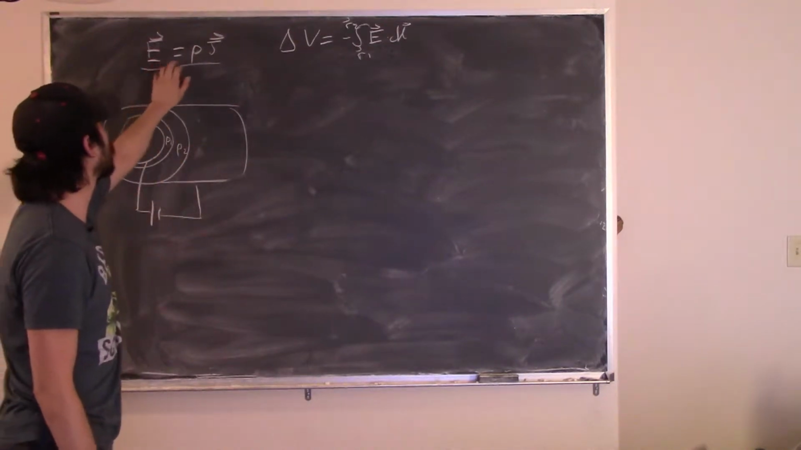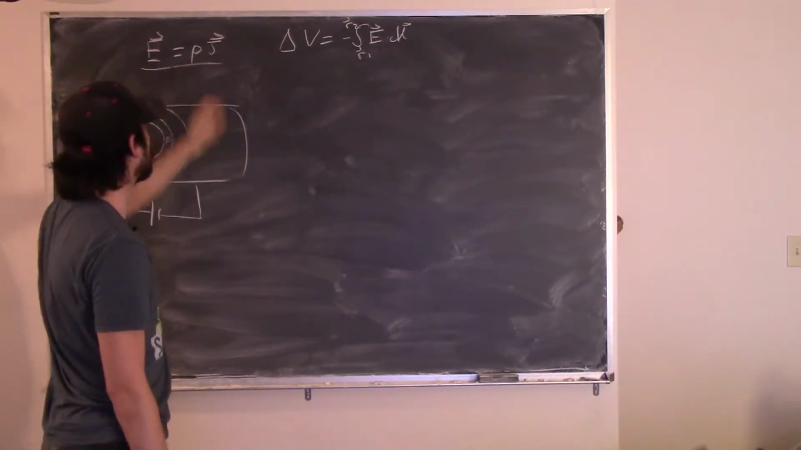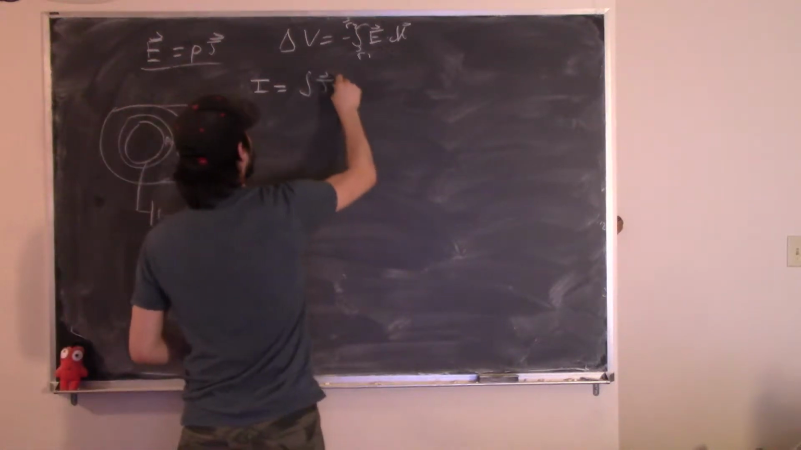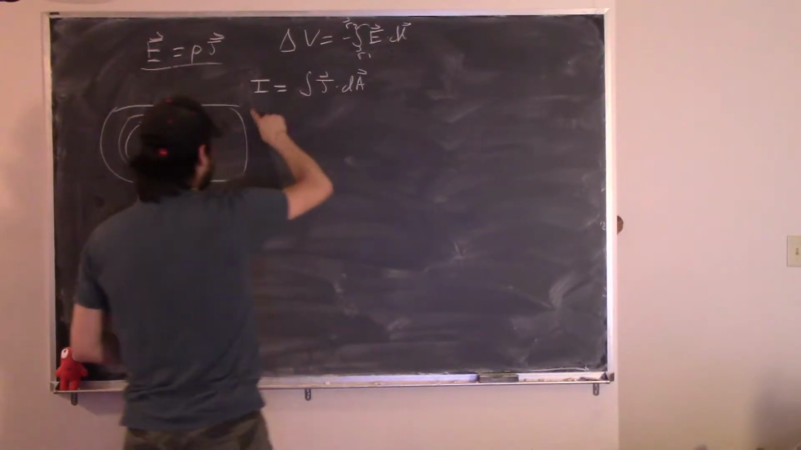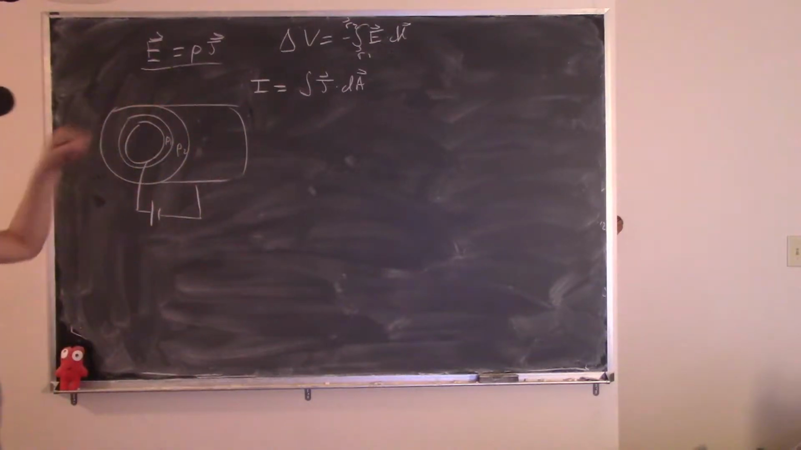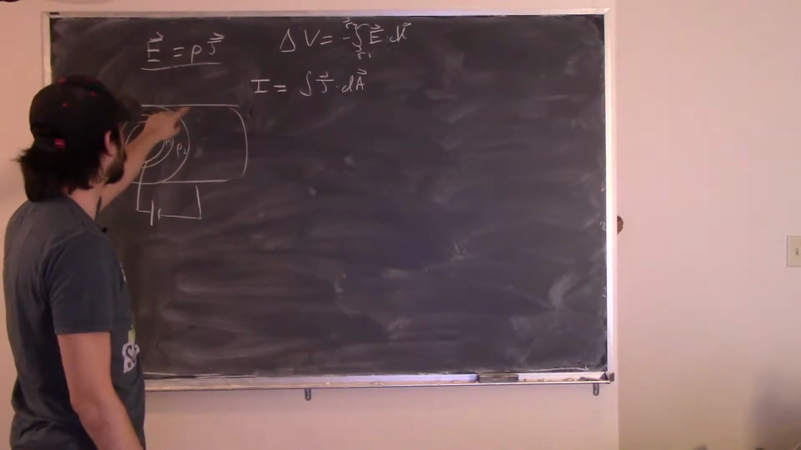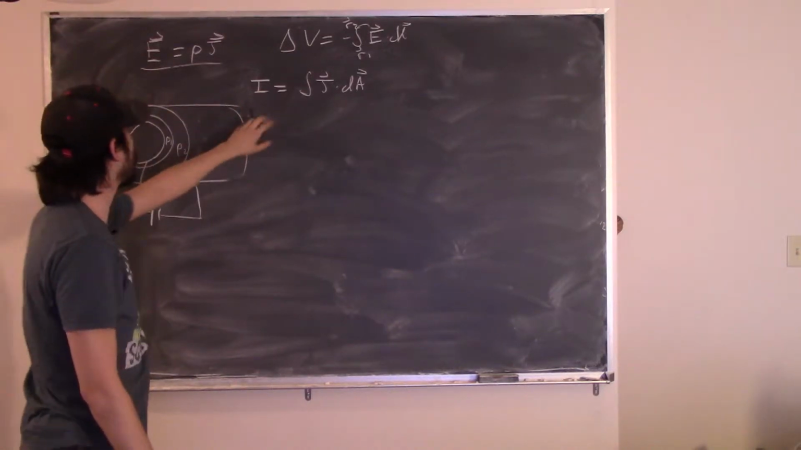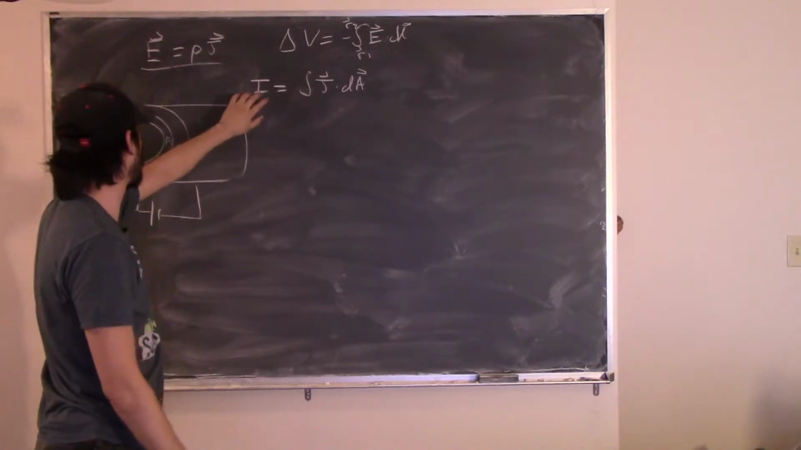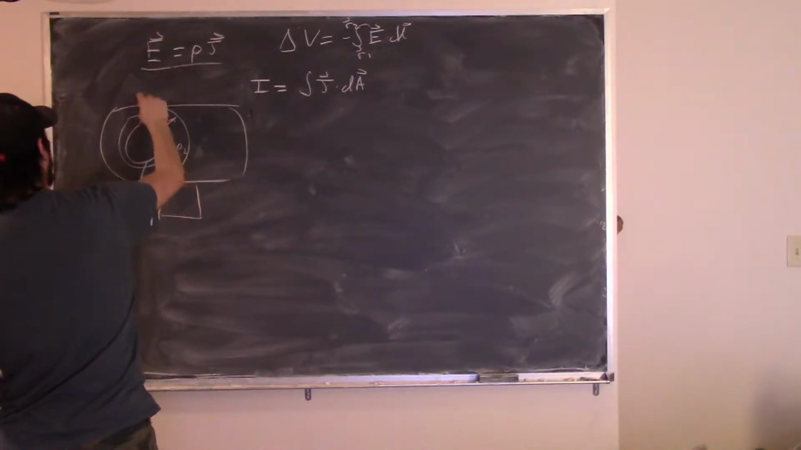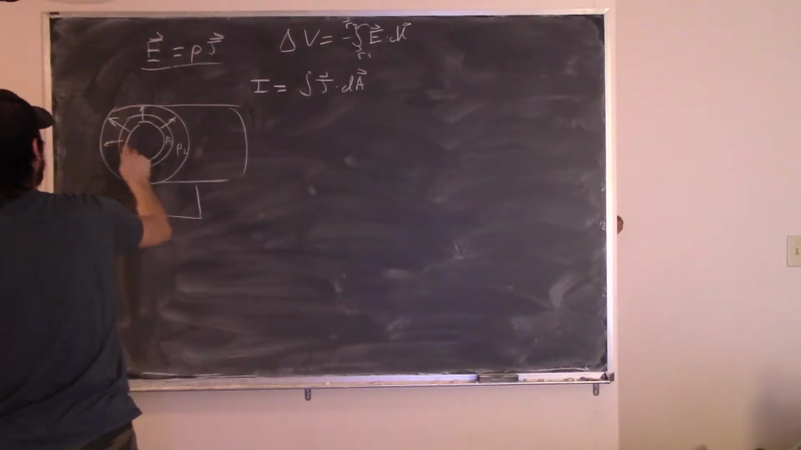So for both of those, we're going to use E is equal to rho J. We also know that I is equal to the integral of J dot dA. And so what this is going to allow us to do is find what the current is in terms of the current density. And then we can evaluate for the current density from that. And so what we see here is the current is going to flow from the inside to the outside.